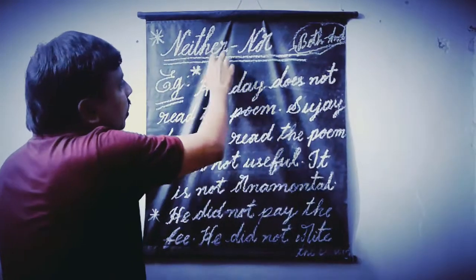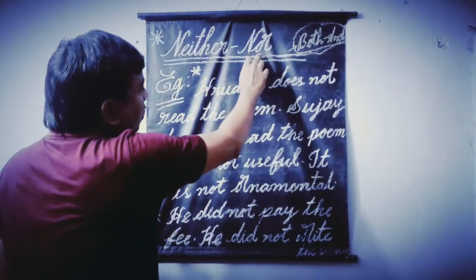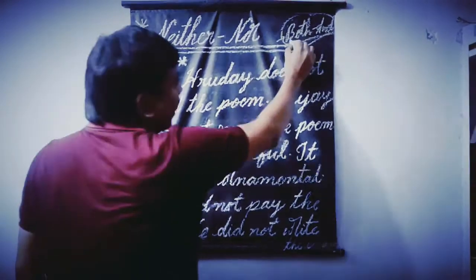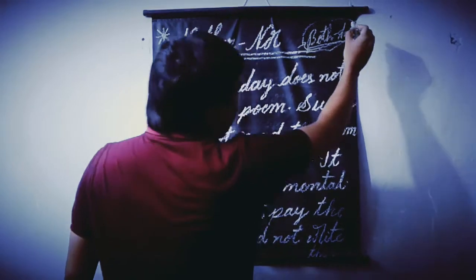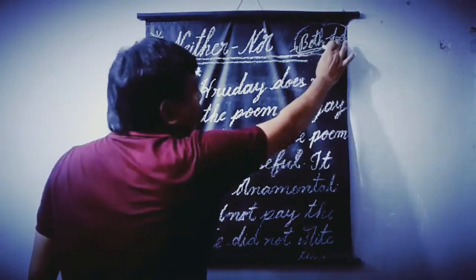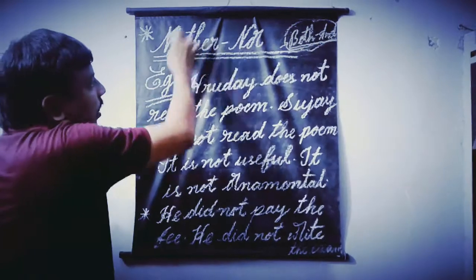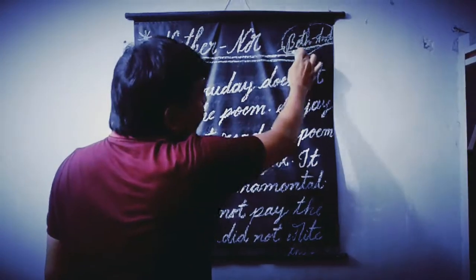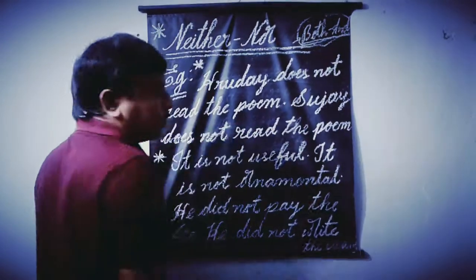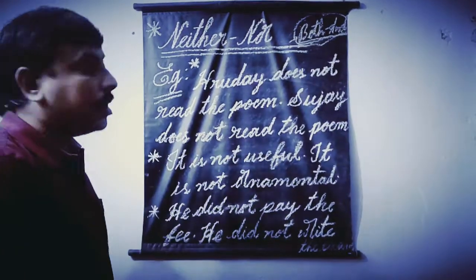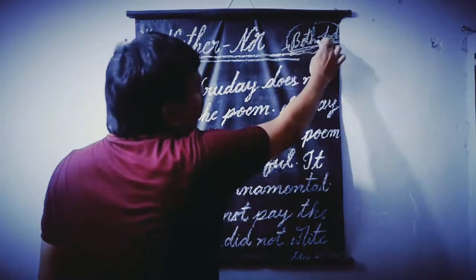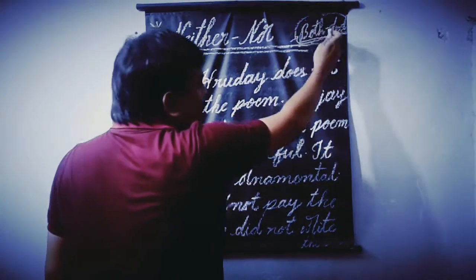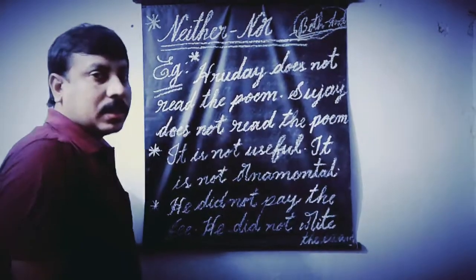Here, the correlative conjunction neither nor is the opposite of both and. Here we can take another correlative conjunction such as both and. In my next session, I shall clearly explain you about both and. How to use the correlative conjunction both and will be known in my next session.